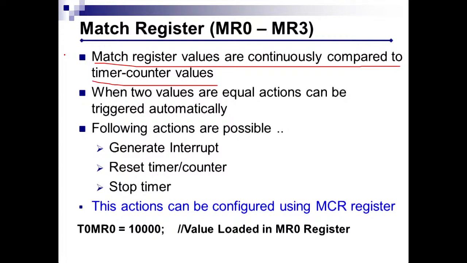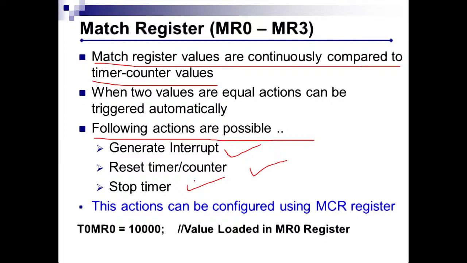Whenever both are equal, certain actions are possible. So what are the possible actions? One action is to generate an interrupt. It can reset the timer counter automatically. It can also stop the timer. So depending on your program and your requirement, you can select the appropriate action.